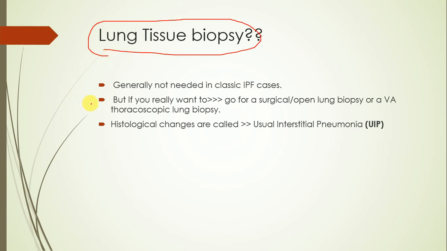And if you want to do a biopsy, you must have a big chunk of tissue. So you have to have a surgical or open lung biopsy. But if you have the capacities of doing a video assisted thoracoscopic lung biopsy, you might also do that. And the histological changes for idiopathic pulmonary fibrosis are not 100% specific. The findings are generally grouped under a term which is known as usual interstitial pneumonia or UIP.